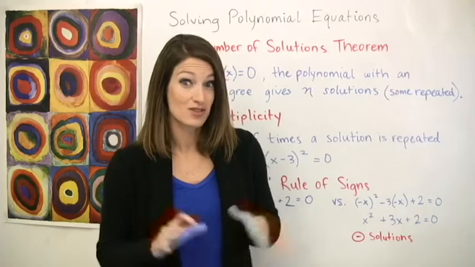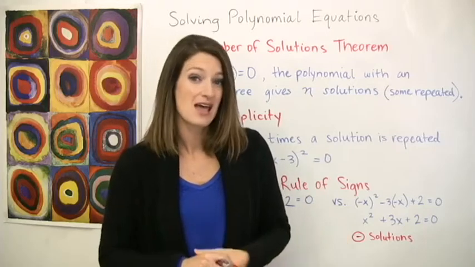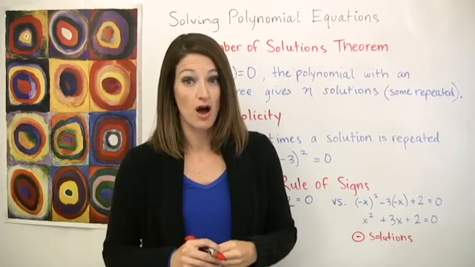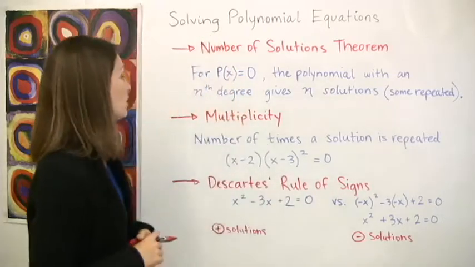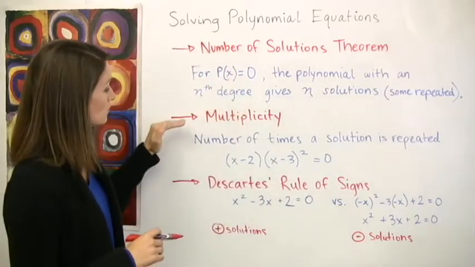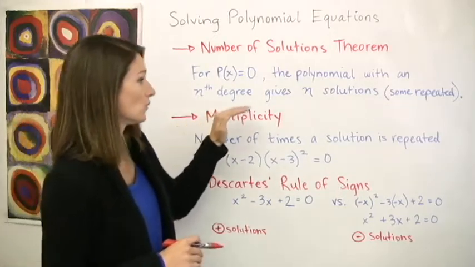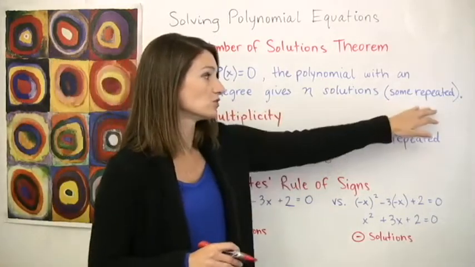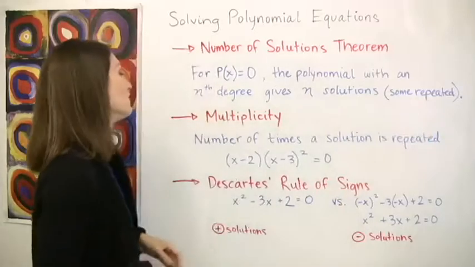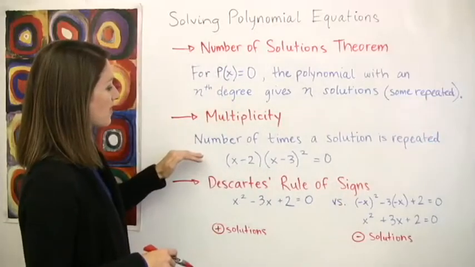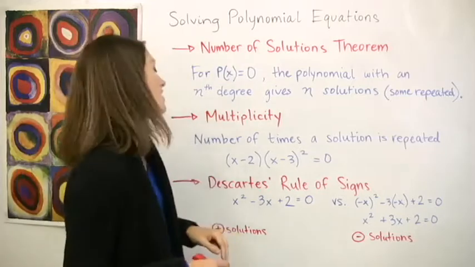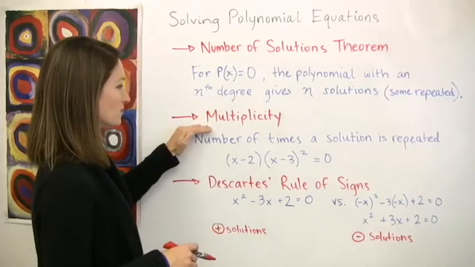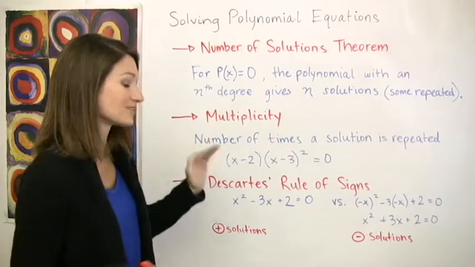Now some of those solutions may be repeated, and all of those solutions are complex, yet some of them may be real numbers. So moving on to the term of multiplicity. When we were talking about how some of the solutions may be repeated, if you have a function that has a solution that occurs more than once, then we can assign a multiplicity number to that solution.